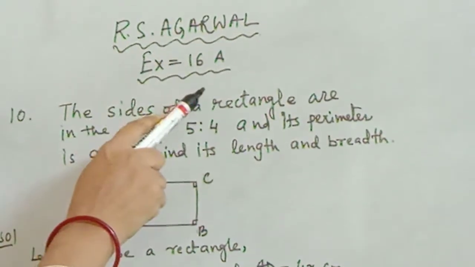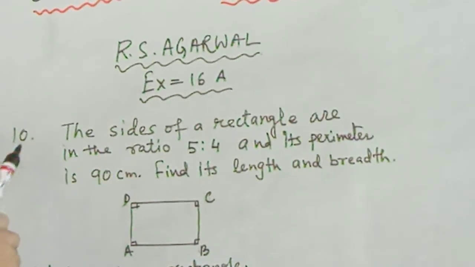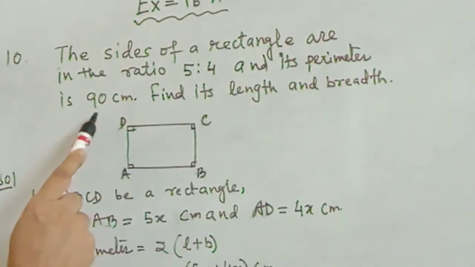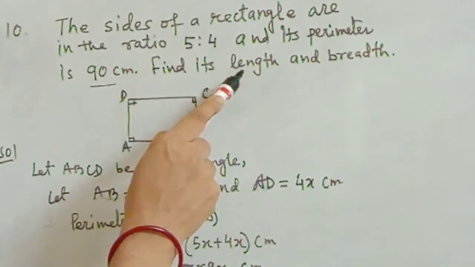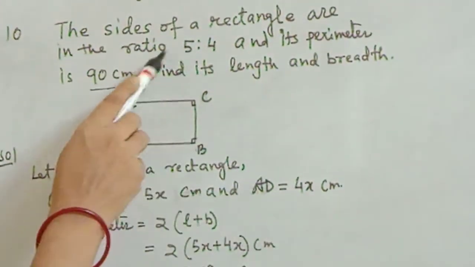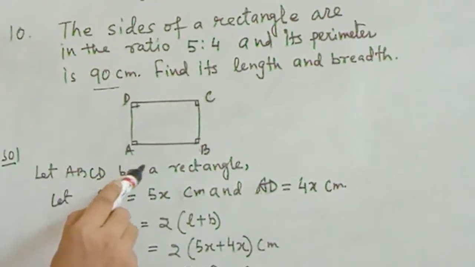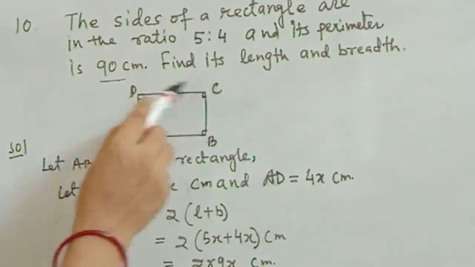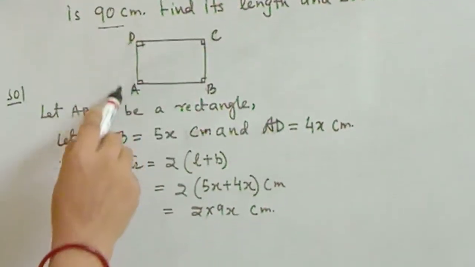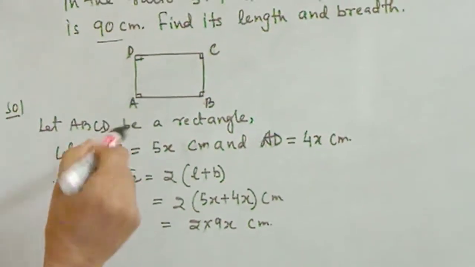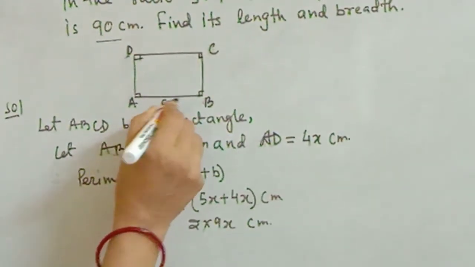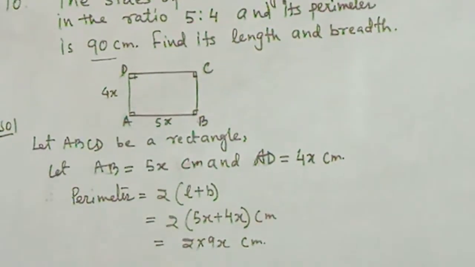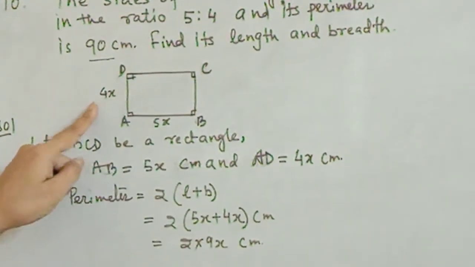Next, we will do two sums from R.S. Agarwal, 16A parallelogram. Question number 10. The sides of a rectangle are in the ratio of 5:4 and its perimeter is 90 cm. Find its length and breadth. When the ratio of the sides is given, we take 5x as length and 4x as breadth. Let ABCD be the rectangle, where length AB is 5x centimeter and breadth is 4x centimeter.